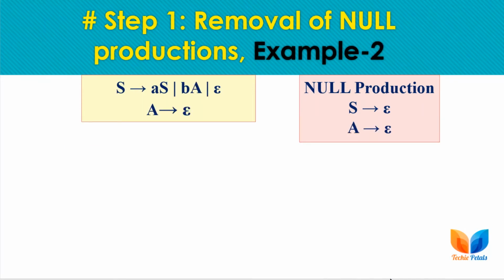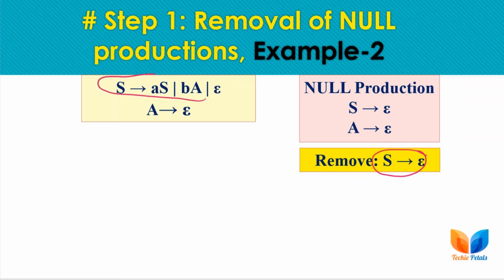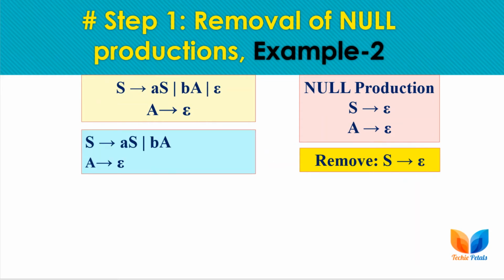So here is the second example of null production removal from the grammar. In this grammar we have two null production rules, with S and with A non-terminal. So let's start with removal of these null production rules one by one. Firstly we will work with this null production rule removal, following the same steps as the previous example. Simply write the remaining production rules as they are, except this rule.